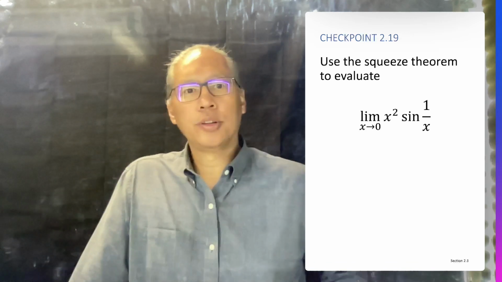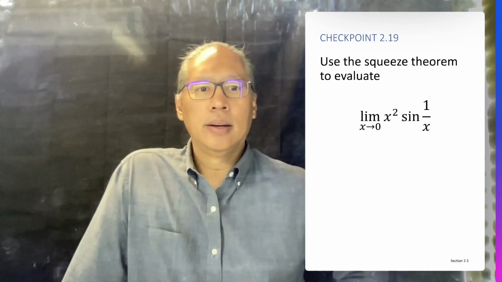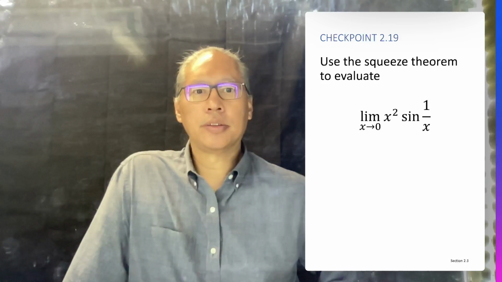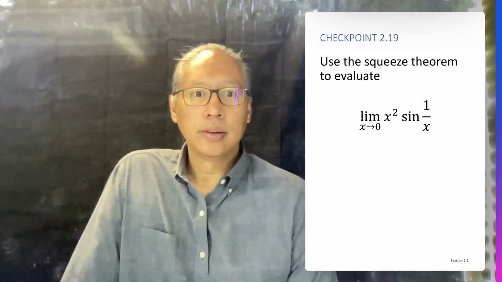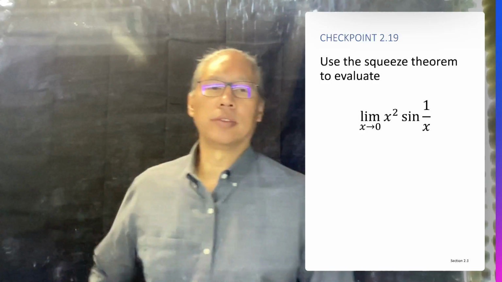Hello, we're doing checkpoint 2.19 from section 2.3. They want us to use the squeeze theorem to figure out the limit as x approaches 0 of x squared times sine of 1 over x.